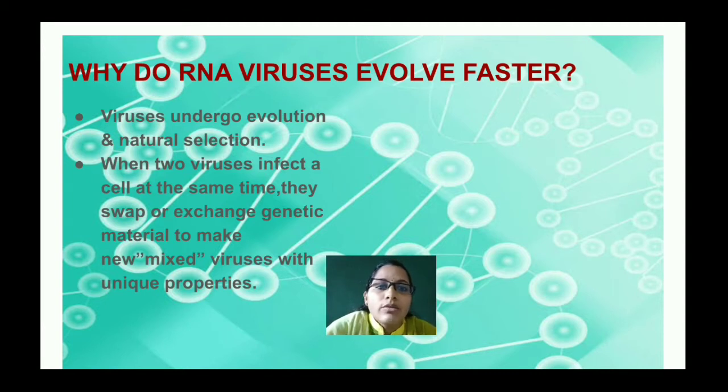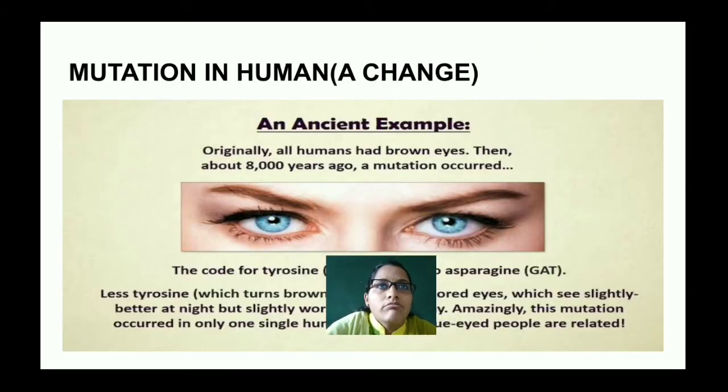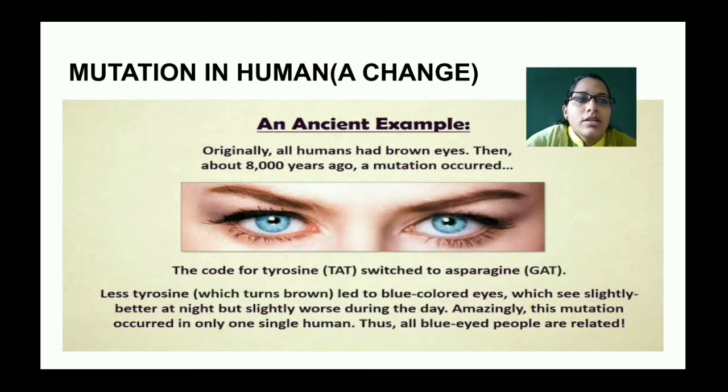When two viruses infect a cell, so we'll take an example of two different viruses infecting the same particular cell in an organism, what they do is exchange their materials with each other and mix together to form a new form of virus with a different property that would involve the properties of the first virus and the second virus. So mutation in humans and viruses are two different studies.